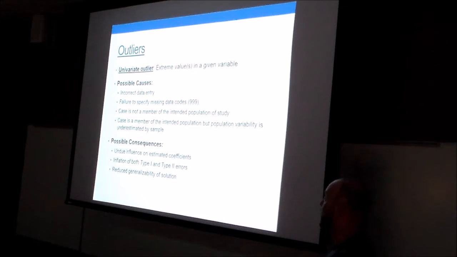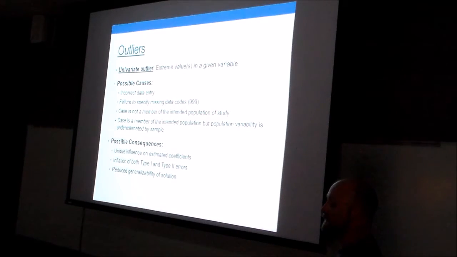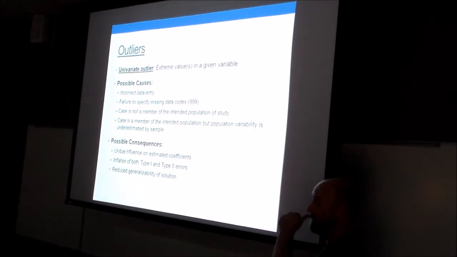Possible causes: anytime you identify an outlier, first of all go through and check to make sure that there's not an incorrect data entry, right? Someone hit 5.5 instead of 5, that's going to register as an outlier. Go through and make sure that things were entered correctly. Failure to specify a missing data code.